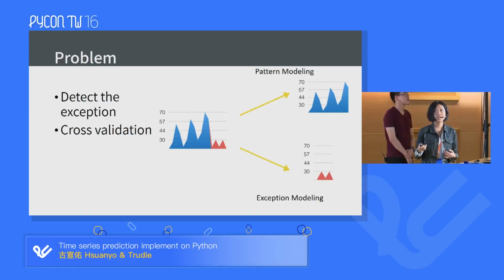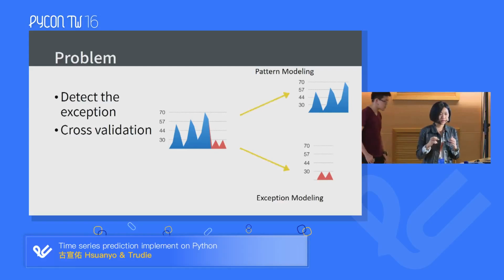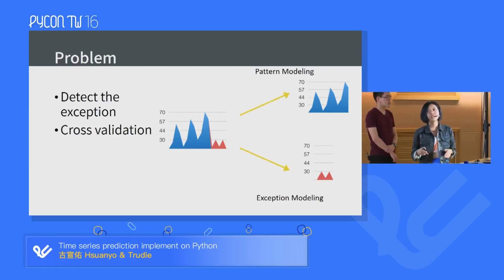And another issue in time series is cross-validation. Traditionally, we randomly split the training and test data. But in time series, the order of the data is very important. So you should be very careful when using cross-validation. And this is my part.